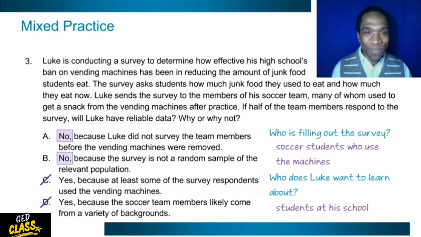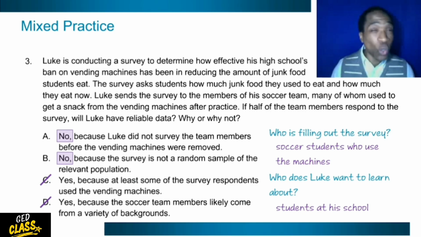So remember, we're dealing with samples. What do samples need to be, right? Well, they need to be representative, definitely. And that's the problem with surveying only soccer students. Soccer students who use the machines don't represent appropriately all the students at Luke's school. So which of the remaining choices matches that? Is that choice A or choice B?